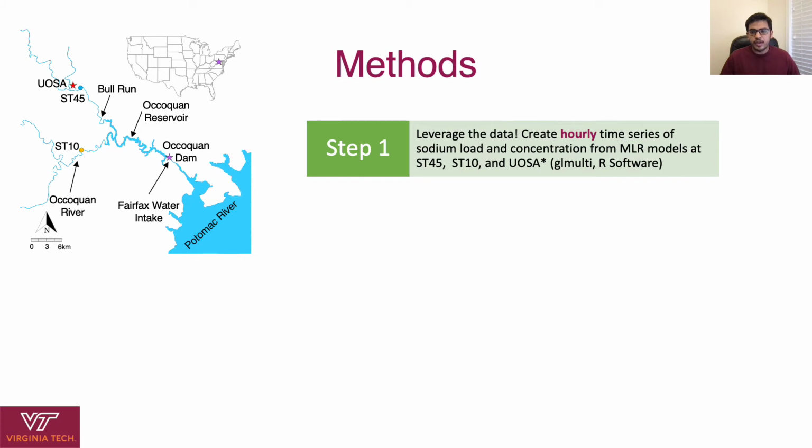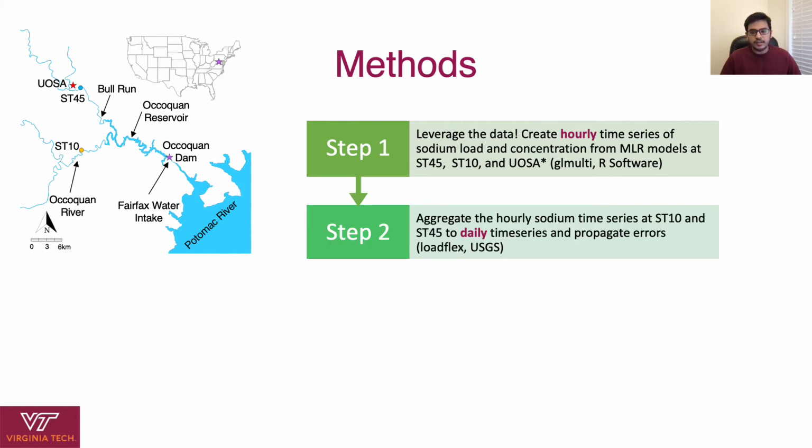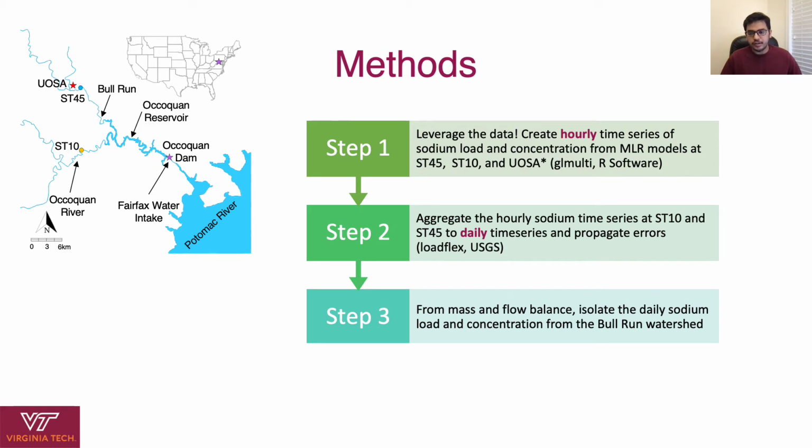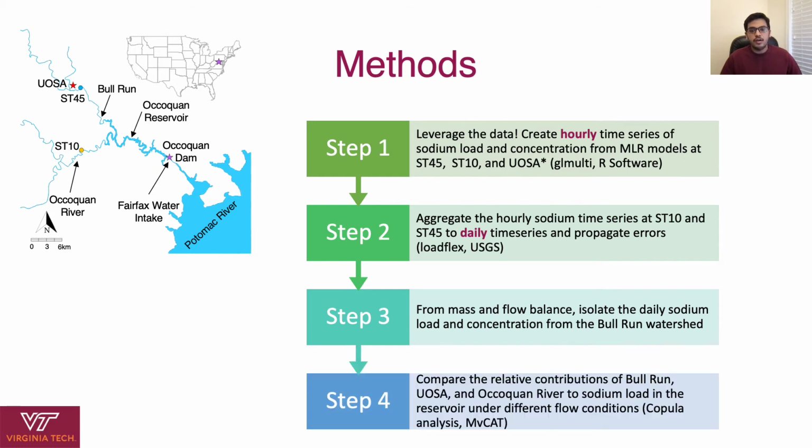In the first step, we generated hourly predictions of sodium load and concentrations from multiple linear regression models at each site. We then aggregated these hourly predictions to daily predictions of sodium load and concentration. In the next step, we isolated sodium load and concentration coming from the Bull Run watershed using a simple mass balance. And finally, to compare relative contributions of sodium mass loads to the reservoir, we performed a copula-based conditional probability analysis on these daily predictions.